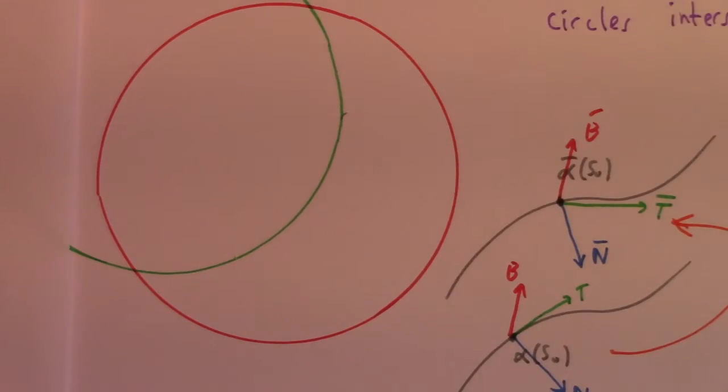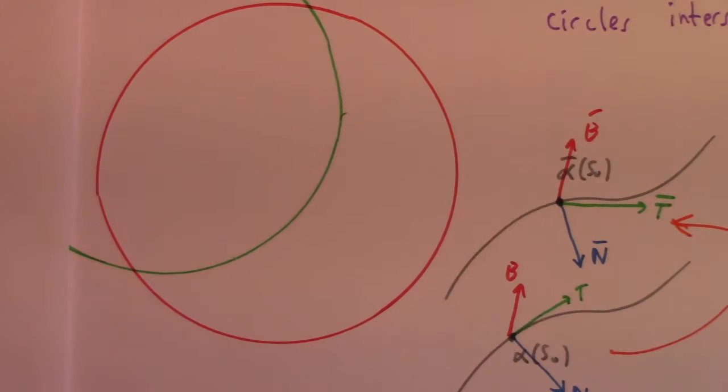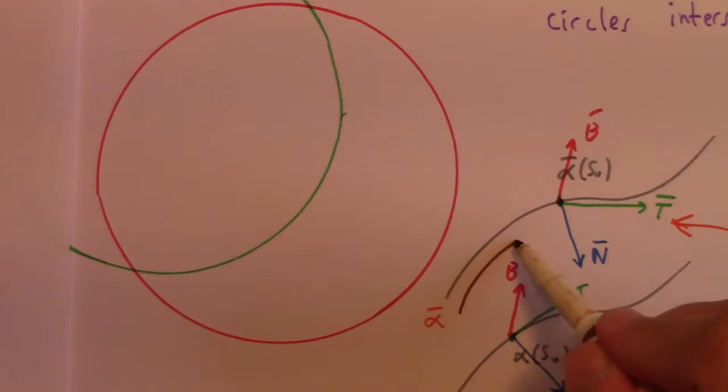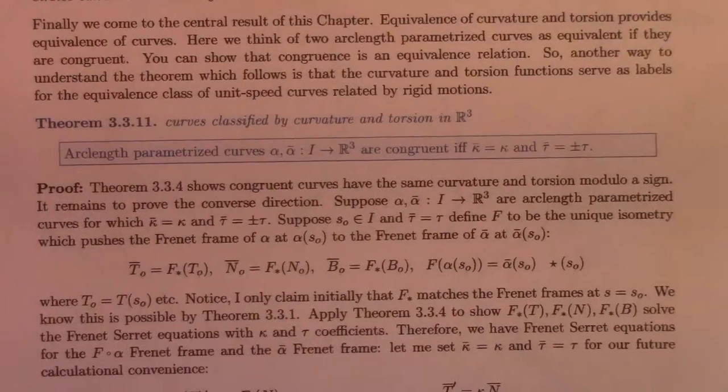F is the isometry which pushes alpha of S naught to alpha bar of S naught. But before the fact, we don't know anything much more than that. We just know that there's this alpha curve and this alpha bar curve. In principle, it could look like this, right? It could look something like there's just some curve, whatever, and this could be F composed with alpha. Now we're going to see, in fact, the Frenet-Serret equations force F composed with alpha to be alpha bar, but that's not given to us at the start of this. So let's prove it.